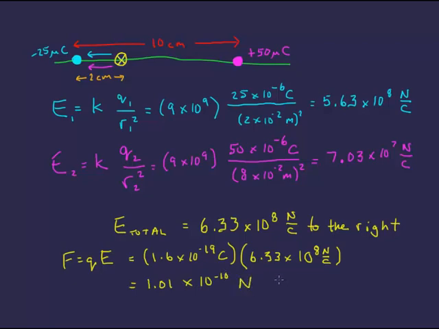Now for the direction. The electric field is pointed to the right, but this is a negatively charged electron. That means that it will experience a force in the opposite direction of the field, so our force will be to the left. If you notice, this isn't a whole lot different than working with Coulomb's law, and it isn't. So if you mastered Coulomb's law, this should not be a huge problem for you.